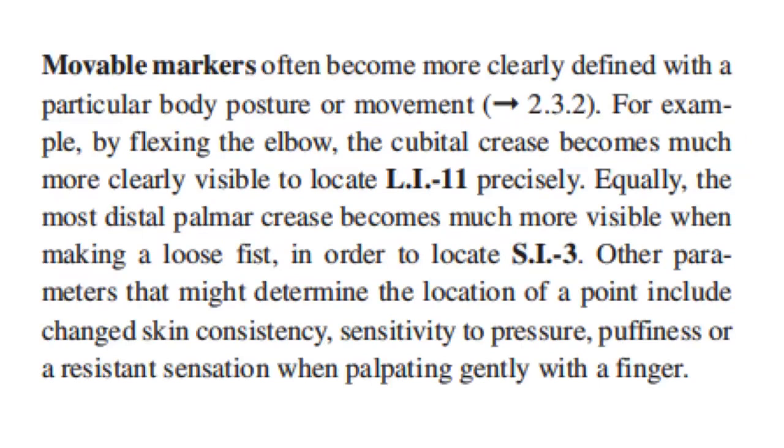Third approach, using movable markers. Movable markers often become more clearly defined with a particular body posture or movement. For example, by flexing the elbow, the cubital crease becomes much more clearly visible to locate LI11 precisely. Equally, the most distal palmar crease becomes much more visible when making a loose fist in order to locate SI3. Other parameters that might determine the location of a point include changed skin consistency, sensitivity to pressure, puffiness, or a resistant sensation when palpating gently with a finger.